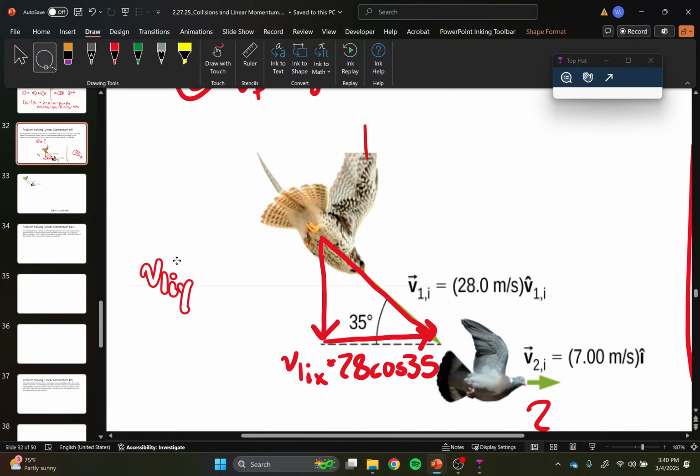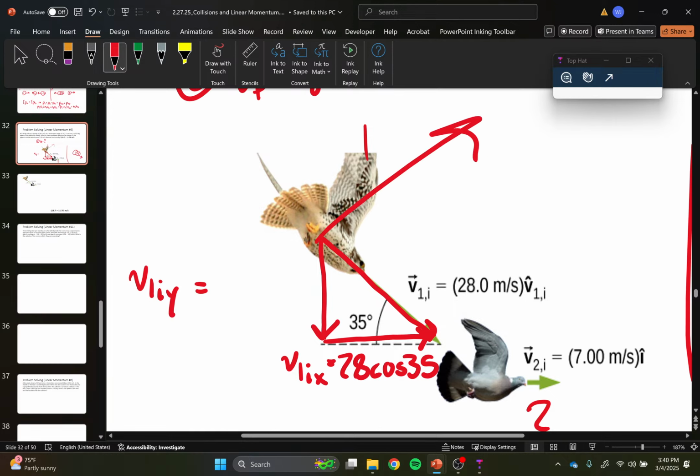And if you forget to put the negative, you will get the wrong answer, because if you put it as a positive, you're saying this falcon is going up and to the right, not down and to the right. And up and to the right and down and to the right are very different. Whether or not a plane goes up or down matters a lot. So, anyway, negative 28 times sine of 35. Why is it sine? Because it's the opposite side.